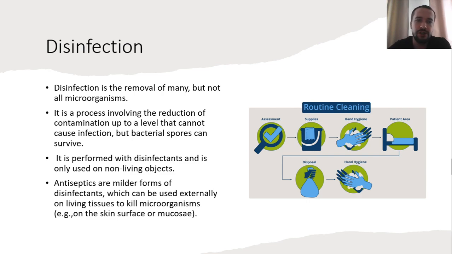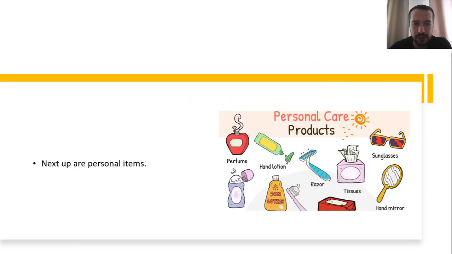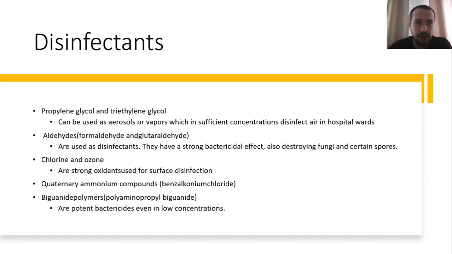Disinfection. Disinfection is the removal of many but not all microorganisms. It is a process involving the reduction of contamination up to a level that cannot cause infection, but bacterial spores can survive. It is performed with disinfectants and is only used on non-living objects. Antiseptics are mild forms of disinfectants, which can be used externally on living tissue to kill microorganisms on the skin surface or mucosa.